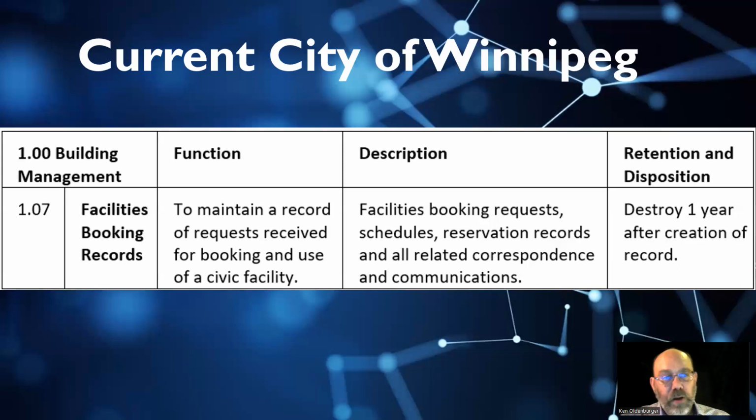So step one would be off on that left-hand side. We've got 1.07. We have a new active file folder. We put 1.07 on it. That means it's a facilities booking records. Okay, starting place, active file folder. Now, the statement under the column retention and disposition says destroy 1 year after creation of record. So we need to work through that.